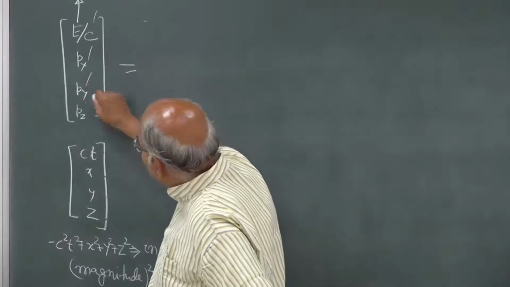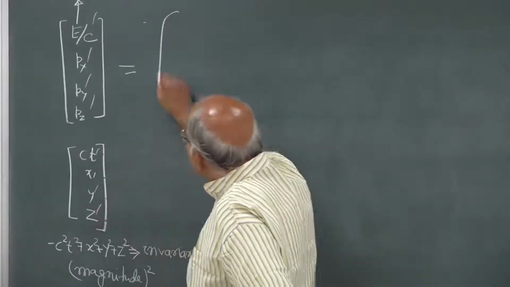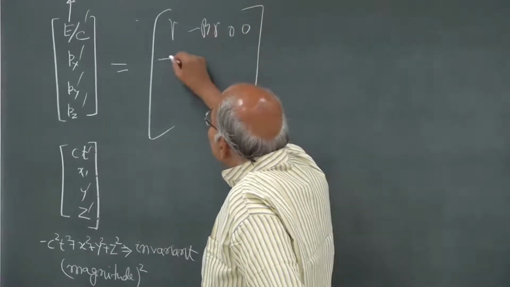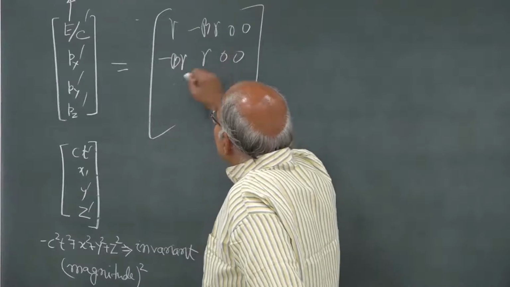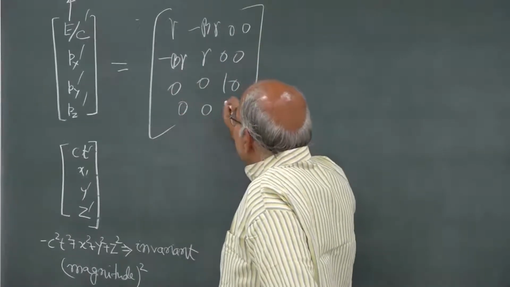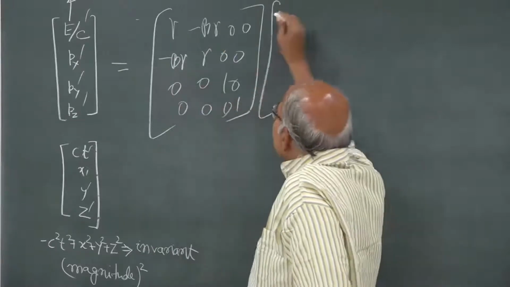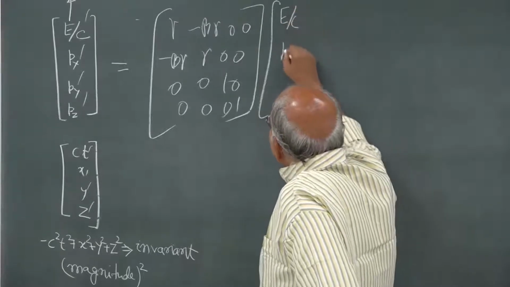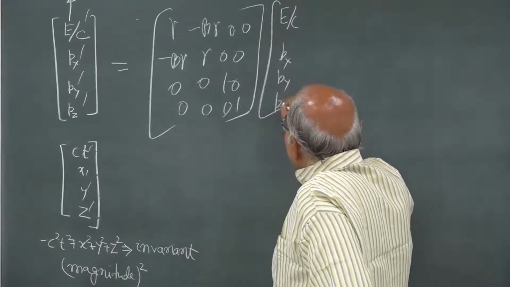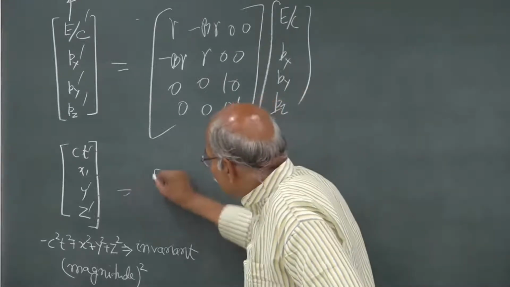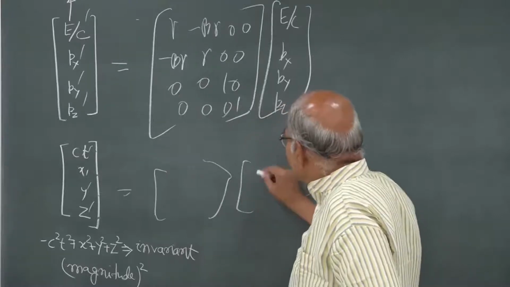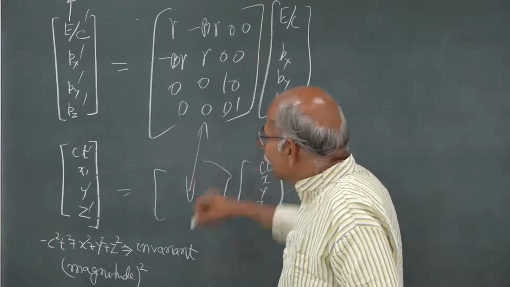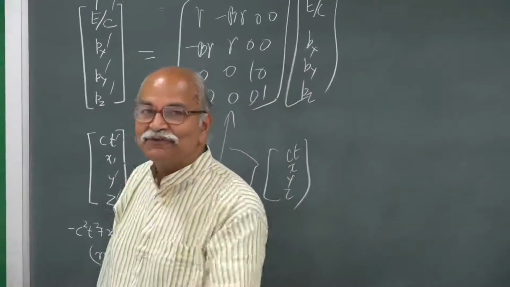If you want the primed coordinates, you have to put a square matrix here: gamma, minus beta gamma, 0, 0; minus beta gamma, gamma, 0, 0; 0, 0, 1, 0; 0, 0, 0, 1. And this transformation is a Lorentz transformation essentially. So, that same transformation equation is valid for this 4-vector, and the same transformation matrix is applicable for this position 4-vector. Exactly the same, this and this are exactly the same. That is why they are called 4-vectors. That is the definition of a 4-vector.